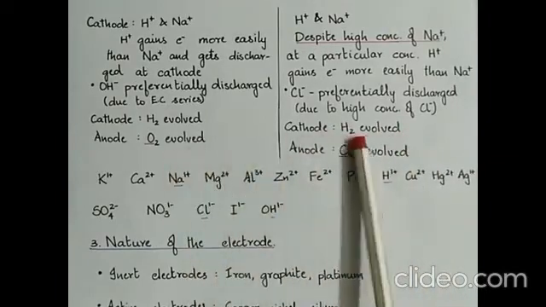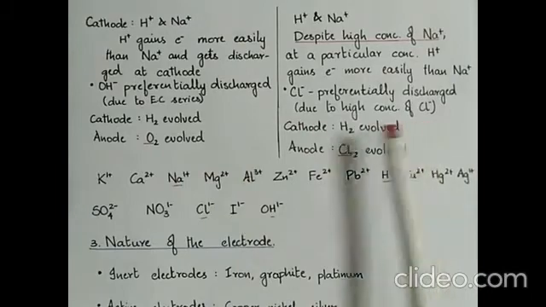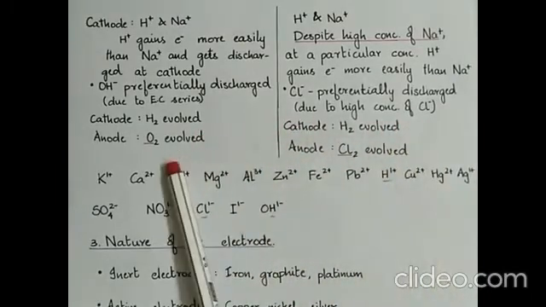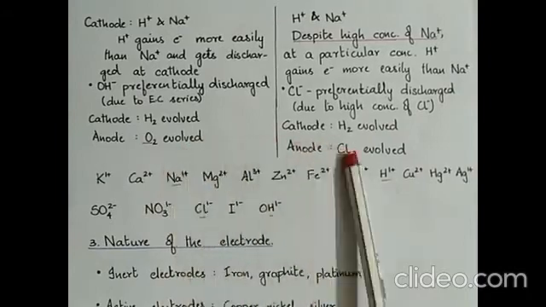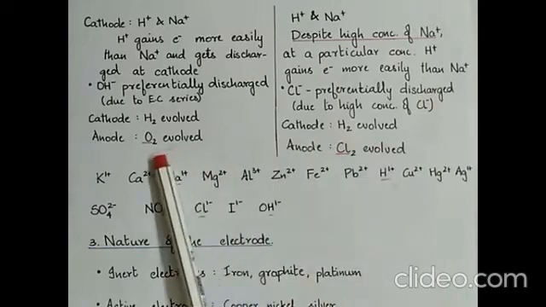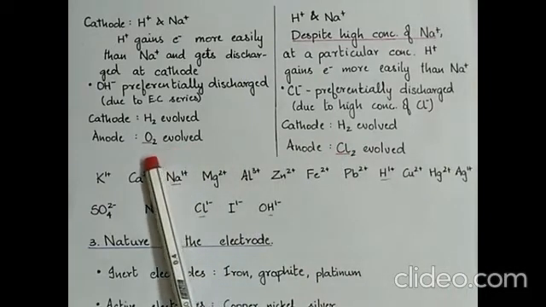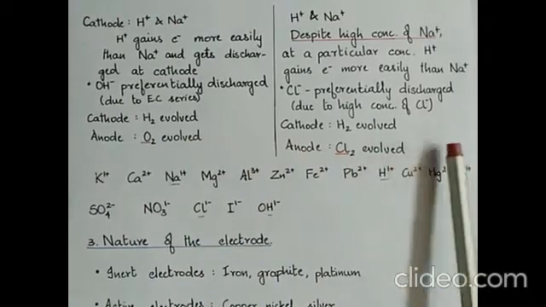Now, when you compare, you can see at the cathode, whether it's dilute NaCl or concentrated NaCl, hydrogen is evolved, and at the anode, in dilute NaCl, oxygen is evolved. In concentrated NaCl, chlorine is evolved. This is the main difference. At the anode, oxygen is evolved with dilute NaCl, and with concentrated NaCl, chlorine is evolved.